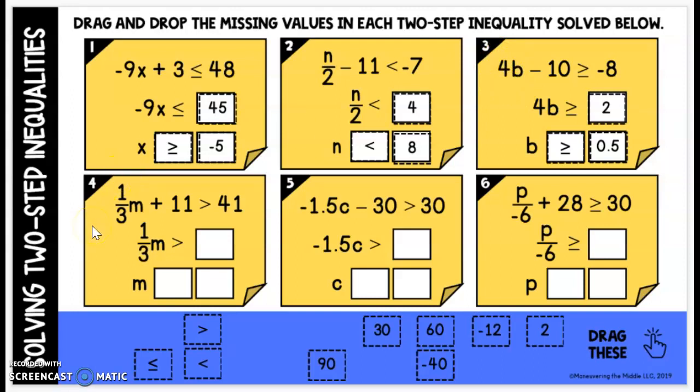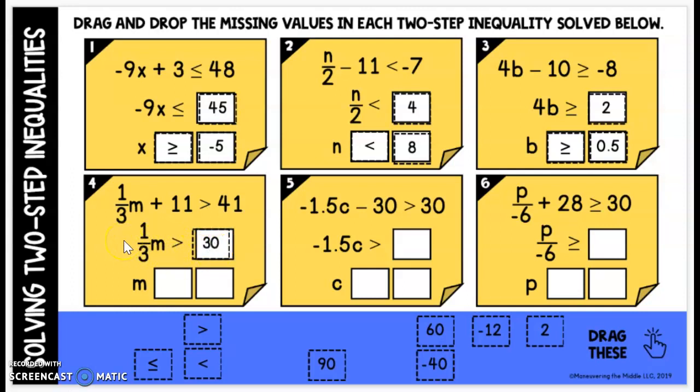All right, so now we have 1/3 m plus 11 is greater than 41. Ogres are like onions. We're starting out on that far side right here. The opposite of plus 11 is negative 11. So 41 minus 11 is 30. And that canceled that on this side. I'm going to bring this down. 1/3 m is greater than 30.